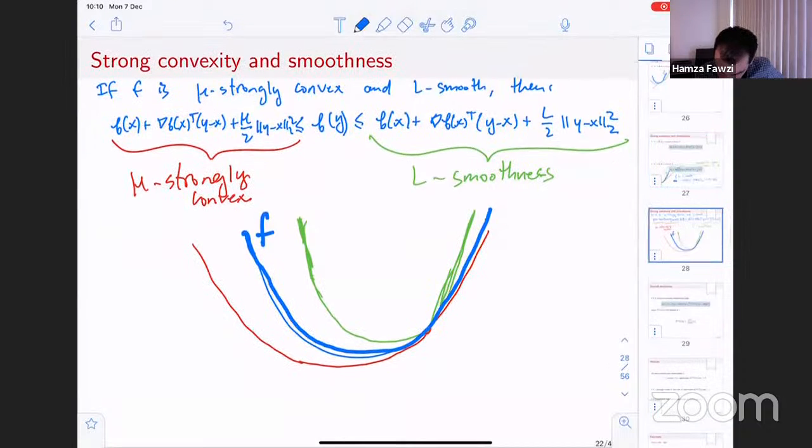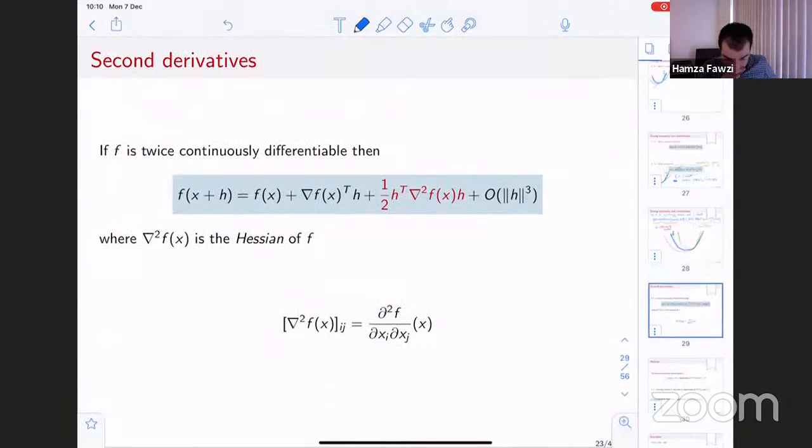So to finish this section on preliminaries, I want to talk about second derivatives because this will be very important. Now, if f is twice continuously differentiable, then I can do a Taylor expansion of f to the second order. The gradient was the information I need for the first order. Now the Hessian is what I need for the second order. So this is the Hessian, and the Hessian is a matrix. It's actually a symmetric matrix.